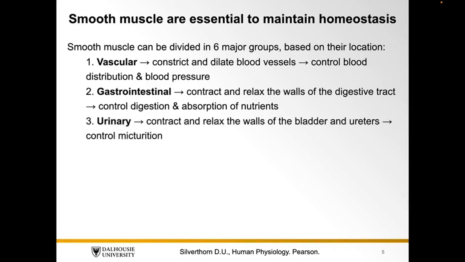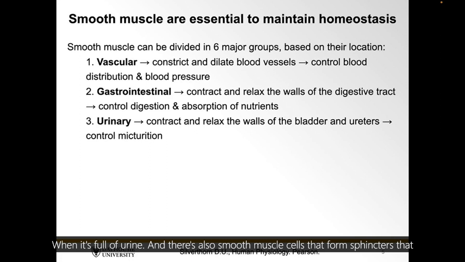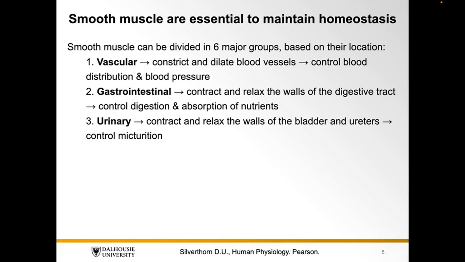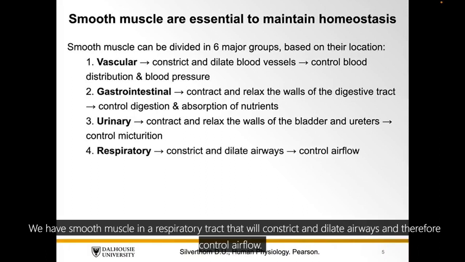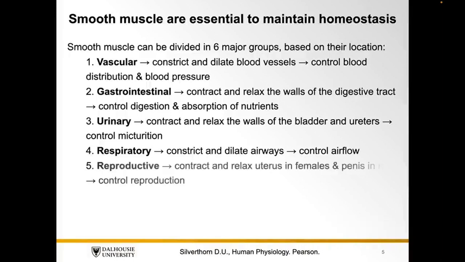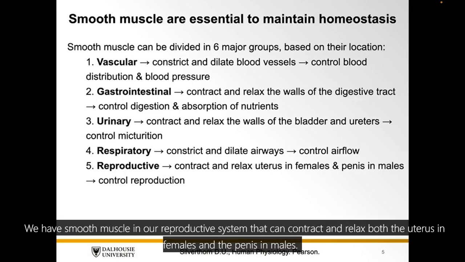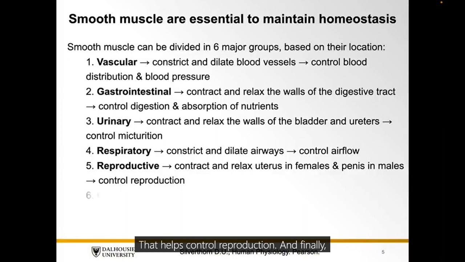We also have smooth muscle lining our urinary tract. Your bladder, for instance, will be able to relax and expand when it's full of urine. And there's also smooth muscle cells that form sphincters that will then control micturition, or basically control when we urinate and when we don't urinate. We have smooth muscle in our respiratory tract that will contract and dilate airways and therefore control airflow. We have smooth muscle in our reproductive system that can contract and relax both the uterus in females and the penis in males. That helps control reproduction.